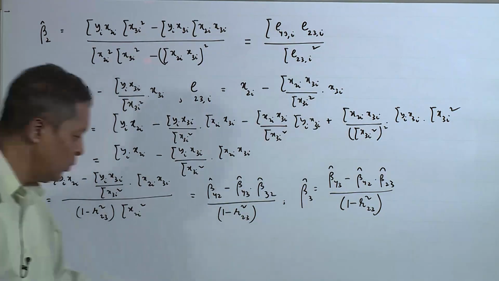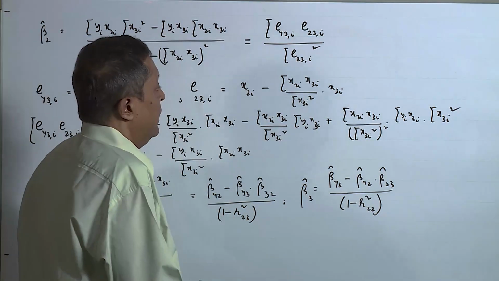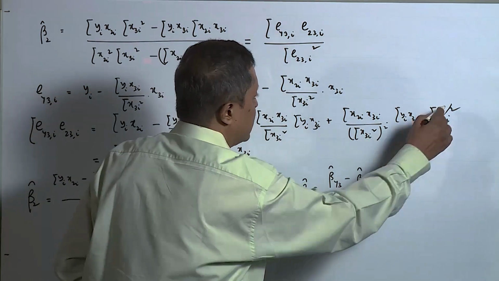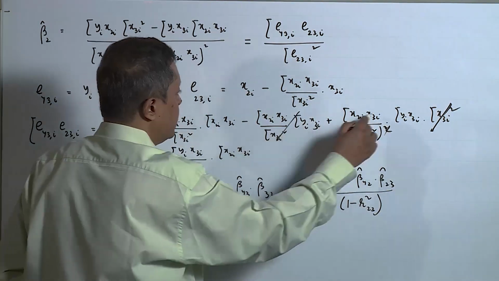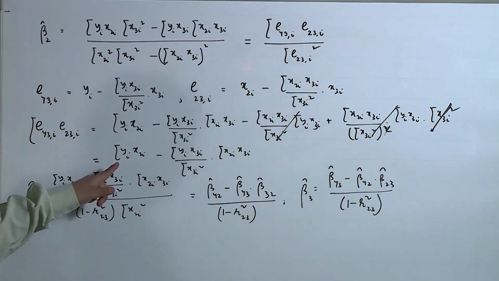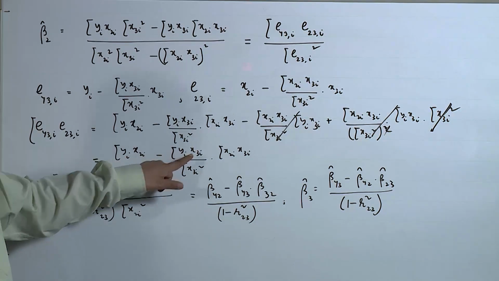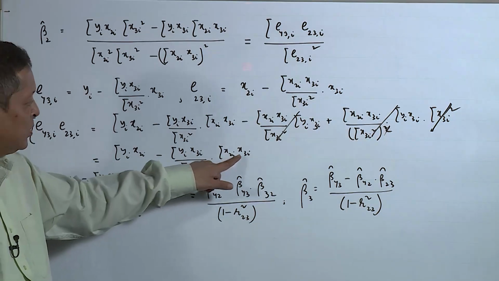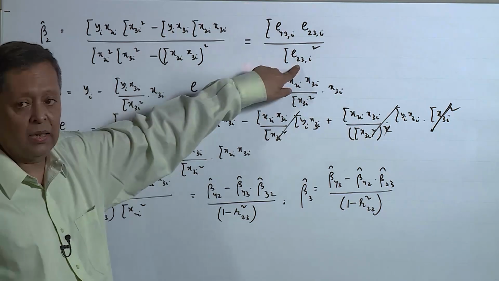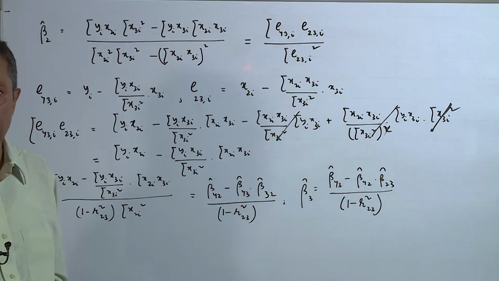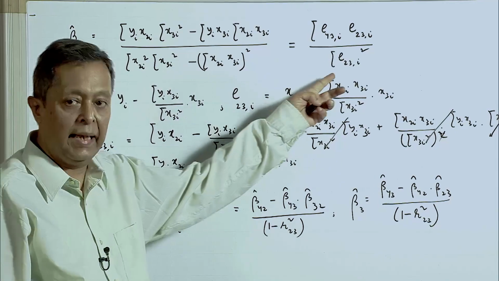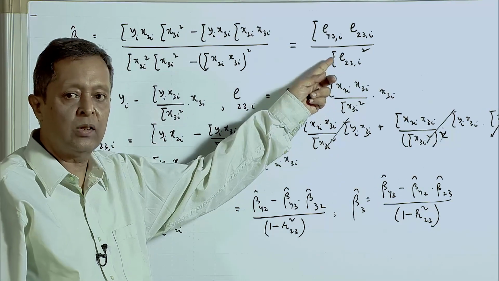So, once again viewers, this term and this whole square gets cancelled, and therefore, these two terms get cancelled, and we are left with Σy x2 minus Σy x3 divided by Σx3 square times Σx2 x3. Now, that denominator, again we are very familiar with this. What is this? From the decomposition of total sum of squares, this is the error sum of squares when we regress x2 on x3.